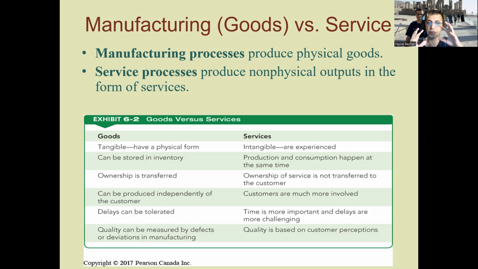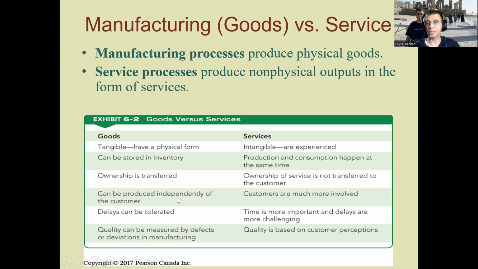But the best way to look at goods versus service is this way. Goods are tangible and have a physical form. Service is intangible, or an experience. Goods can be stored in inventories. For service, production and consumption happen at the same time. Goods have an ownership that can be transferred. Ownership of a service is not transferred to customers.